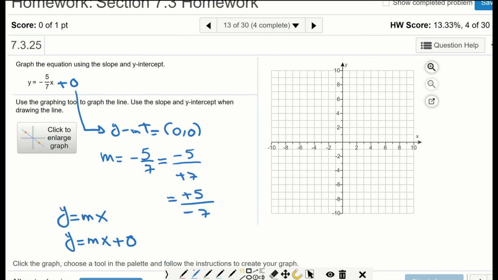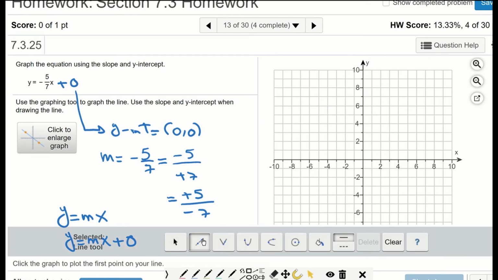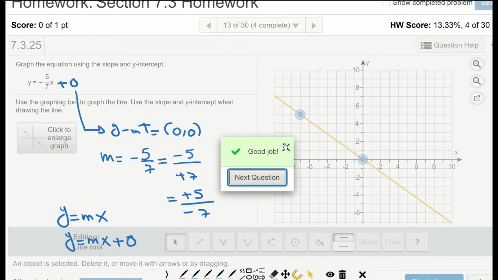So here we will go ahead and start our line tool. And remember, our first point is going to be the origin itself, 0, 0. These lines go through the origin, and then we're going to go, well, here I could go down or up. Let me do this one. I'll go up 5. So 1, 2, 3, 4, 5. And then left 7. So that's 1, 2, 3, 4, 5, 6, 7. There's my point. There's our line. Okay, just like that.